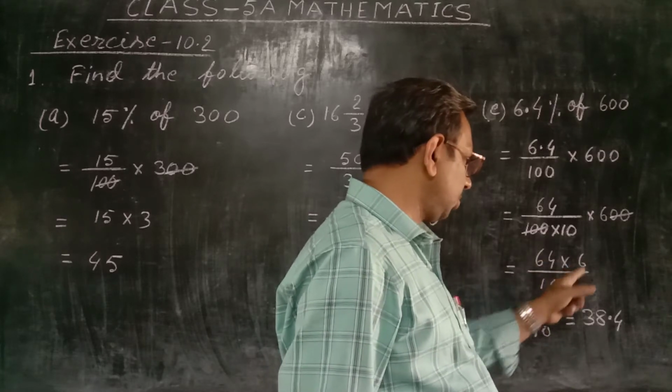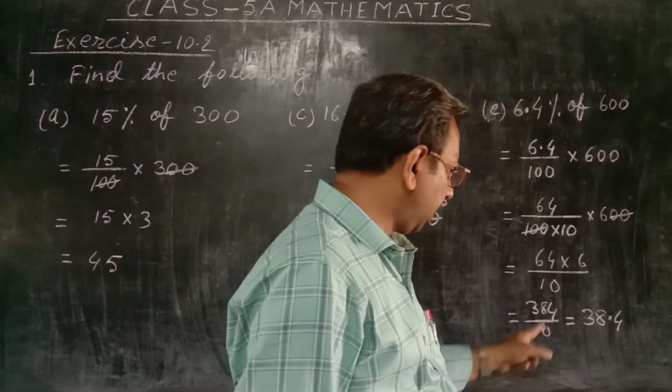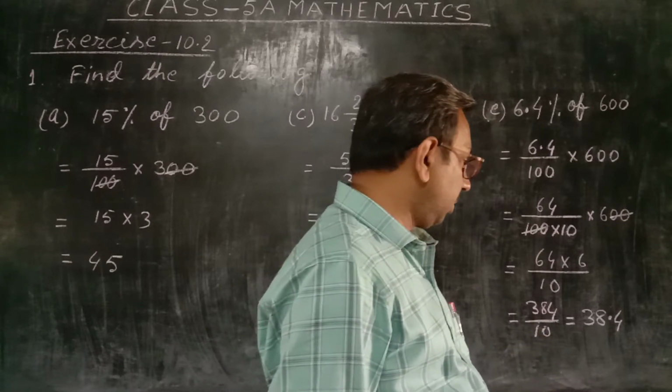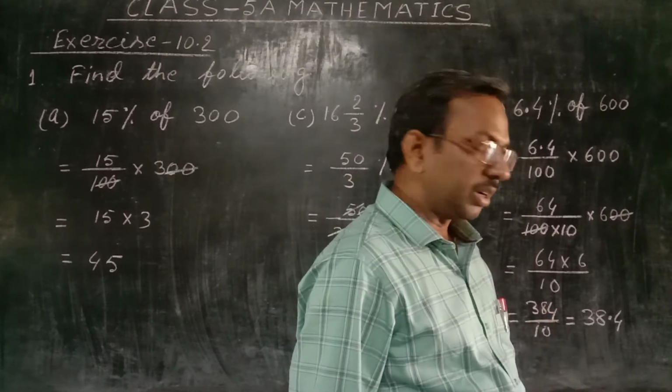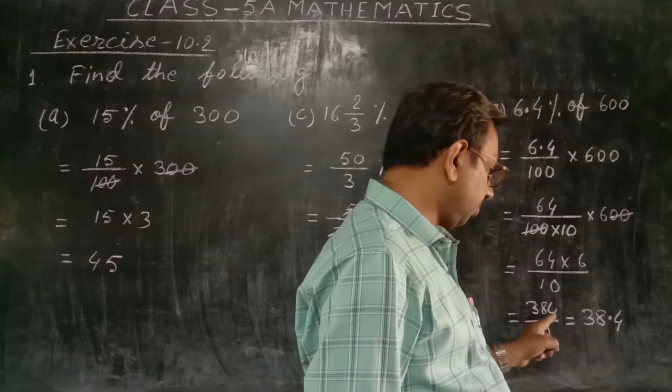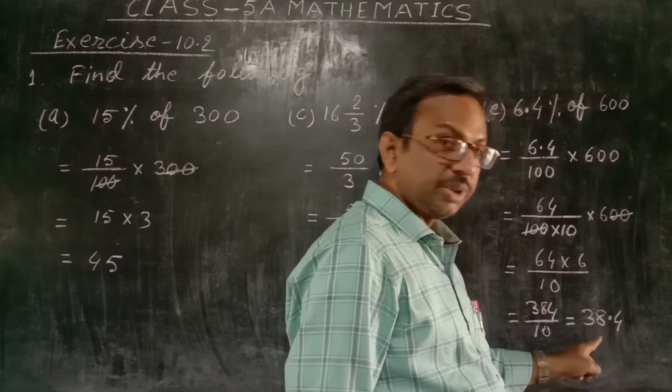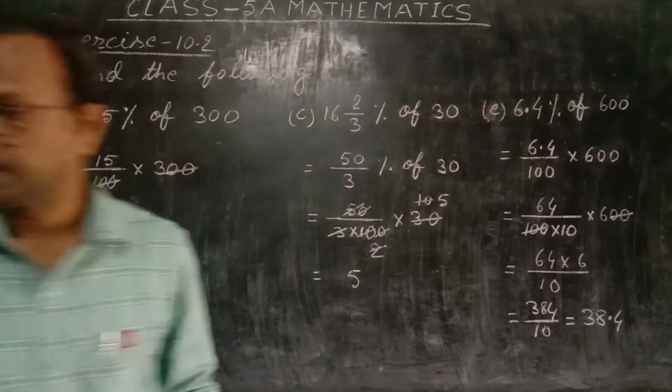I multiplied this, I got 384 by this 10. Since 10 is coming, so decimal will come after one digit counting from the right hand side. If you see the first digit from the right hand side, that is 4. So decimal will come before 4. Answer became 38.4.